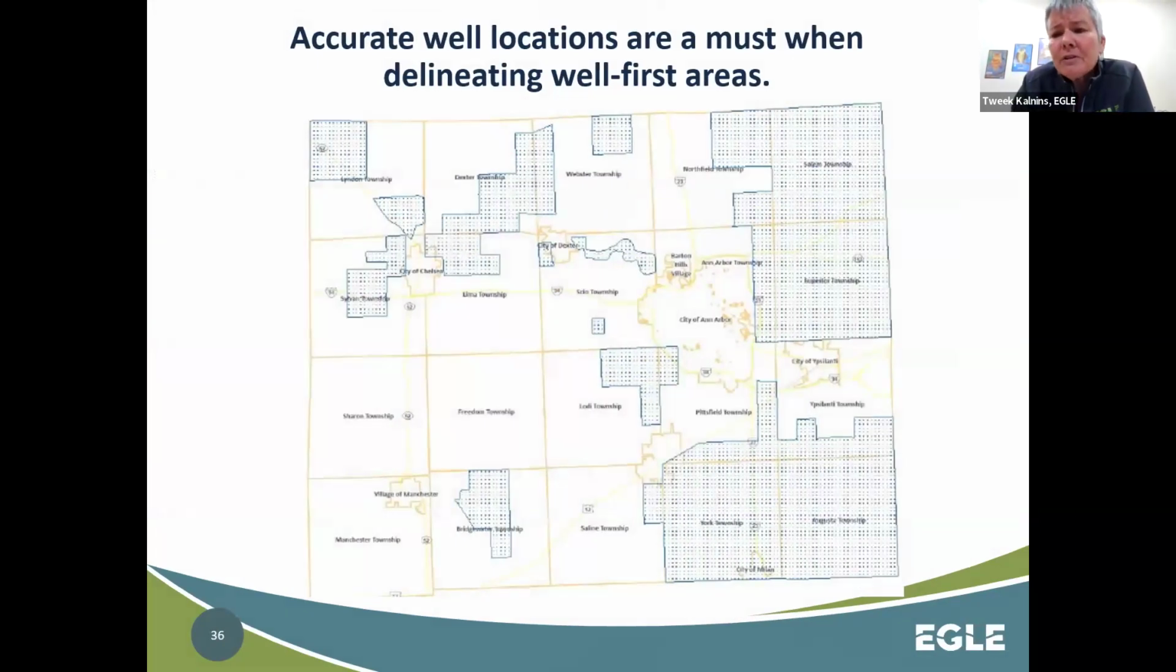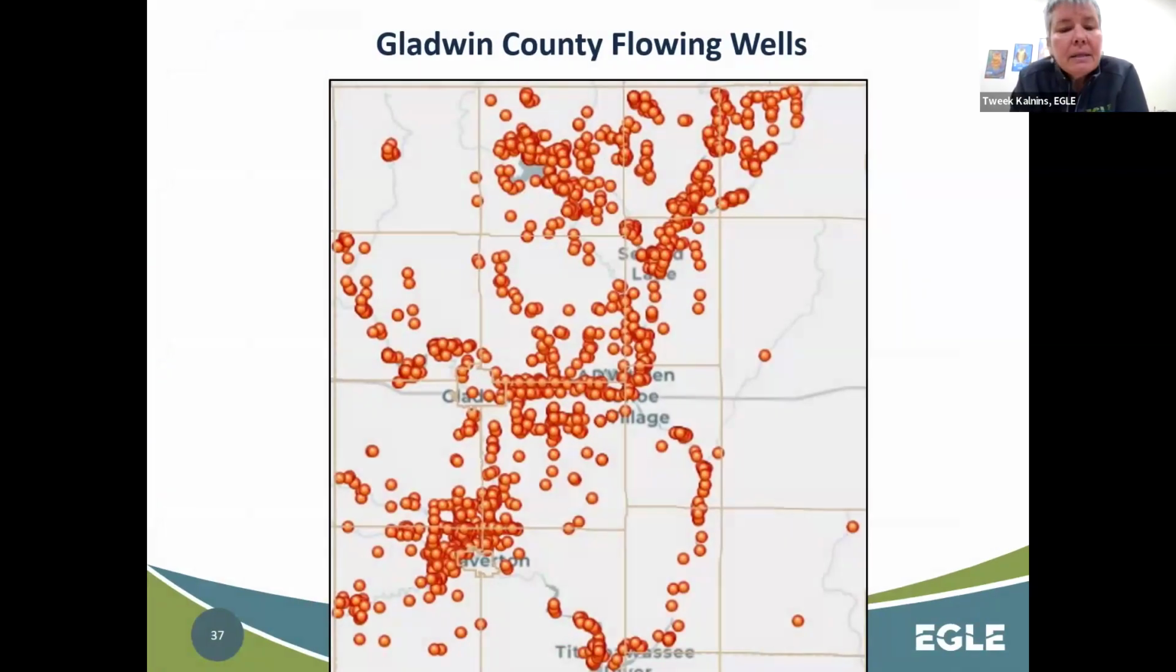Same thing with well first areas. This one I think is in Washtenaw County. They've got areas that are well first. And again, they wouldn't be able to delineate these areas or really make much sense of anything unless they had accurate well locations that they can then link to water sample results. So super important. And hey, if I can make a map, anybody can.